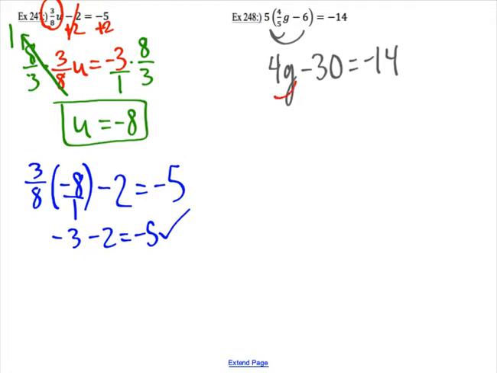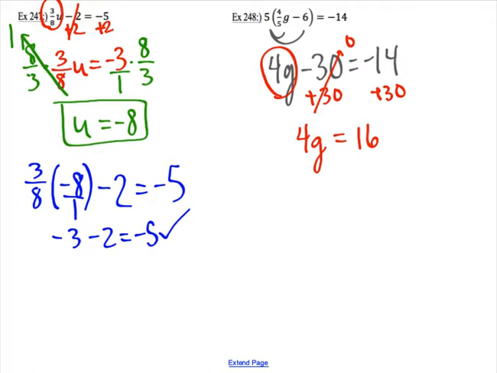We're going to get this variable term by itself. We need to get rid of the negative 30. We do that with a plus 30 on both sides. This gives us 0. So 4g equals 16. Negative 14 plus 30 is 16.